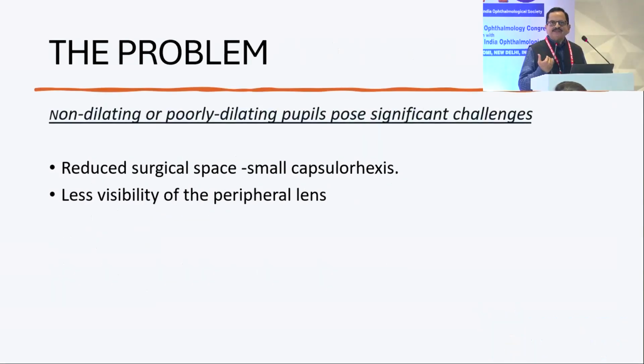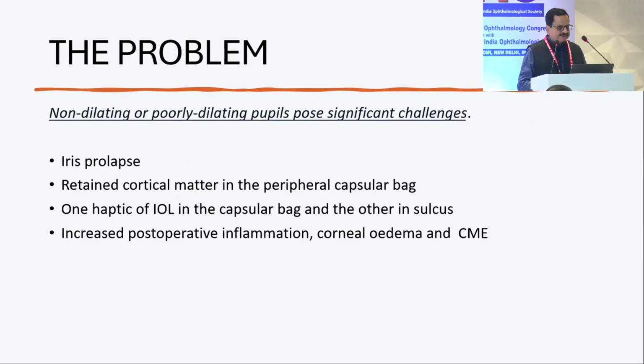So what are the problems with a small, non-dilated or poorly dilated pupil? There's reduced surgical space and we have to make a small capsular access. There's less visibility of the periphery of the lens. This causes iris prolapse. There may be retained cortical matter in the peripheral capsular bag which we can't see. One haptic of the IOL may be in the capsular bag and the other in the sulcus. We are not very sure where we have placed it because we can't see it directly. Then there is increased postoperative inflammation, corneal edema and CME because of too much manipulation of the iris.